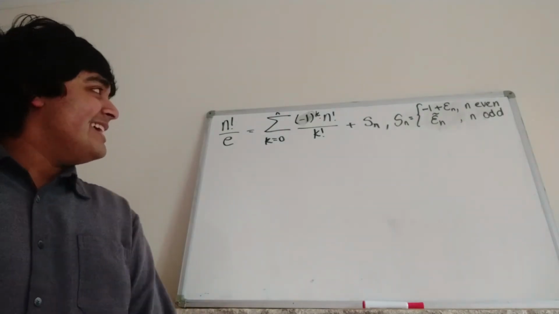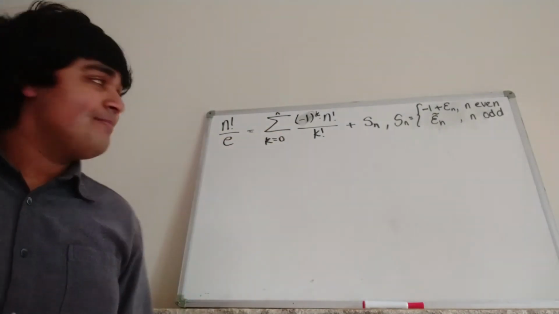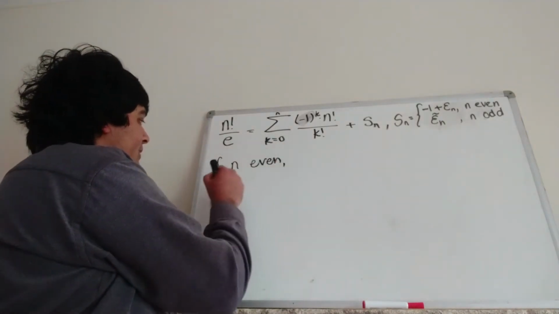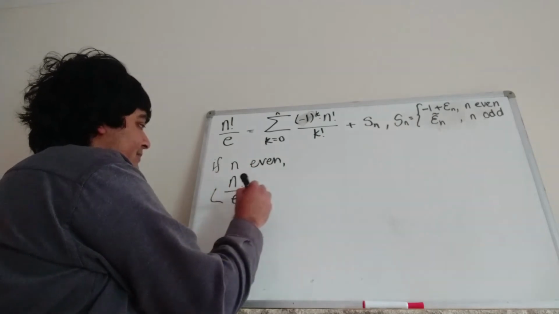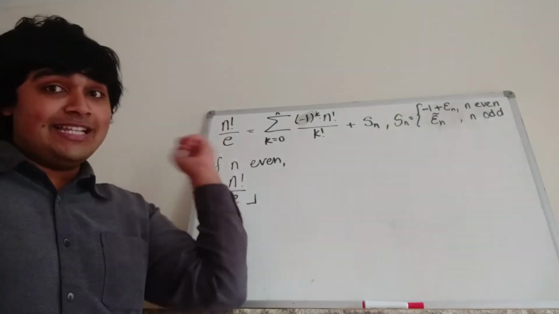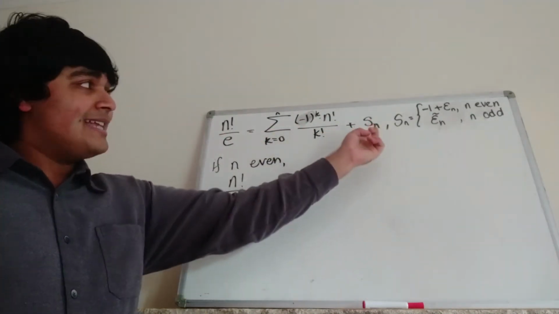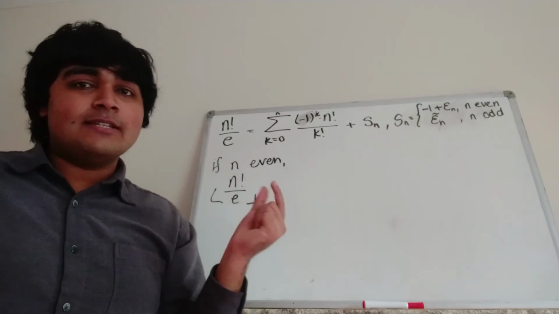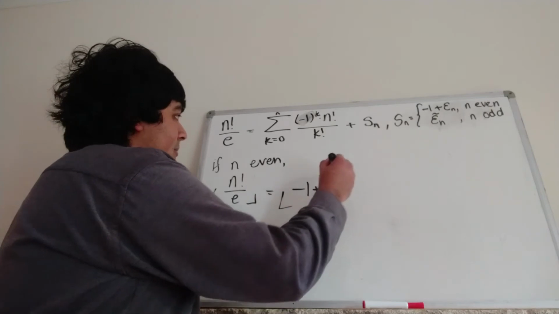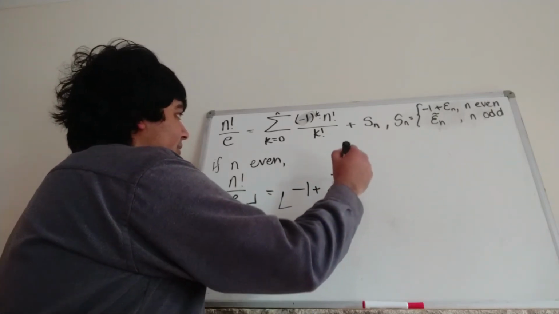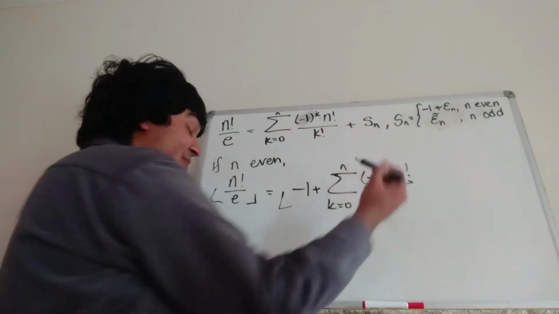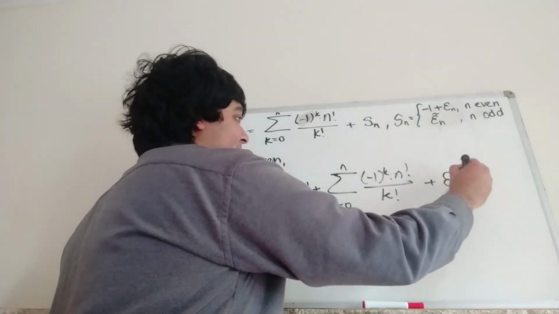Now what we want to do is look at the case n equals even for this guy here. So if n is even, now we want to actually consider the floor of n factorial over e. Well, we know that n factorial over e is going to be this guy here, which we know is an integer, -1 from this Sn term, and then plus a small positive number epsilon n. So if I just write this out explicitly, this is just -1 plus the sum from k equals 0 to n of -1 to the k times n factorial over k factorial, plus epsilon n, like so.